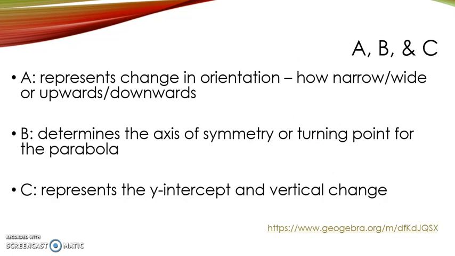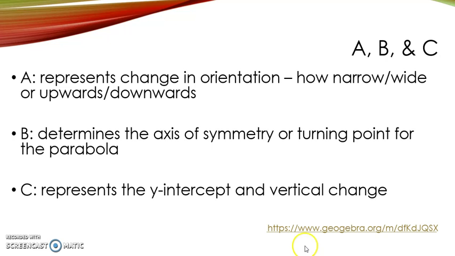Now, A, B, and C in that general form: A represents the change in orientation, so how narrow or wide the parabola is, or if it's facing upwards or downwards. B then determines the axis of symmetry, or the turning point for the parabola. And then C represents the y-intercept and vertical change.